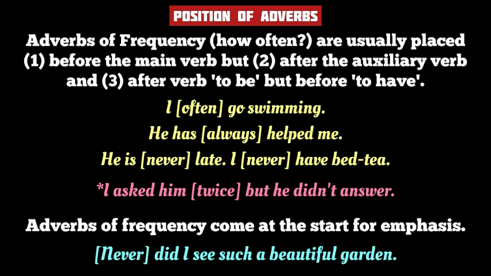Please note here that the adverbs of frequency once, twice and three times etc. may also come after the main verb or its object in the sentence. I asked him twice, but he didn't answer. The adverb of frequency twice comes after the object him here.